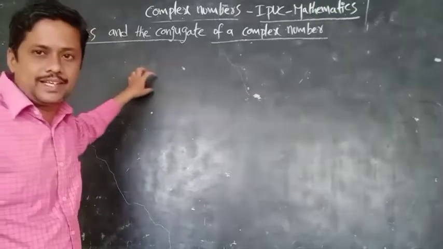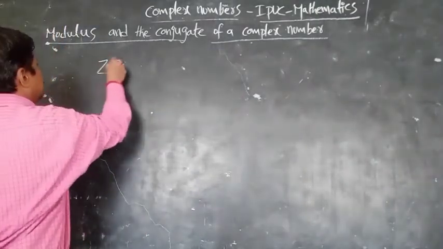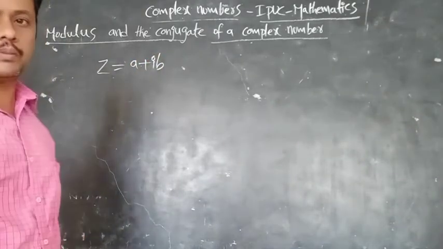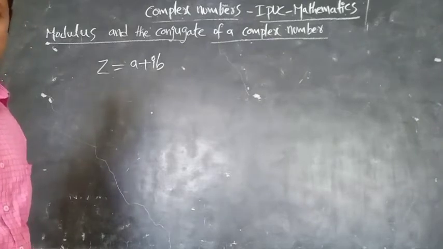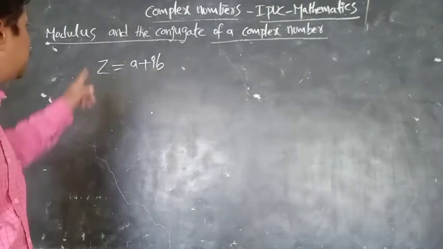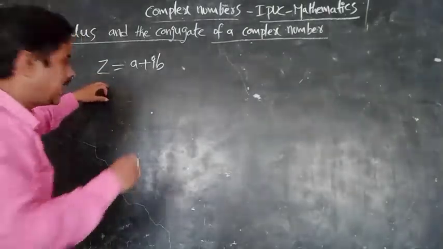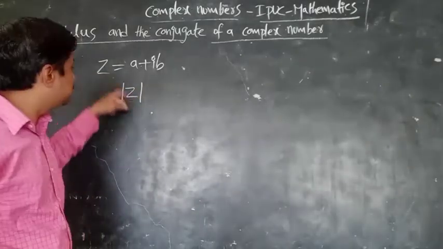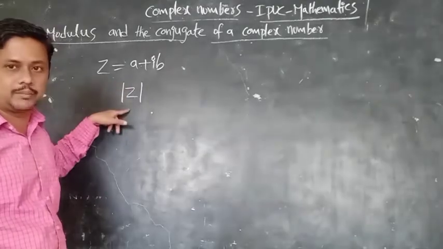First, modulus. Let us consider one complex number called z is equal to a plus ib. The modulus of the complex number z can be represented like this: modulus z is how we denote it.